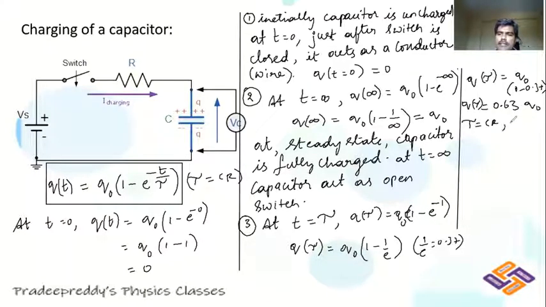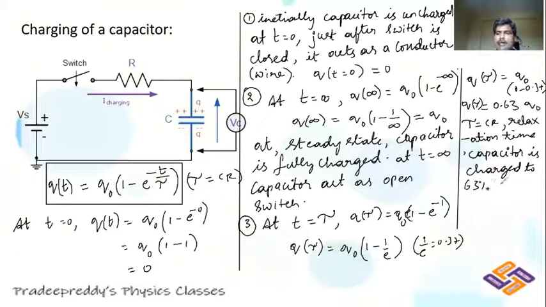That means tau is equal to CR. This is known as relaxation time. After one relaxation time, the capacitor is charged to 63%. Okay, so these are the three important points you need to remember.